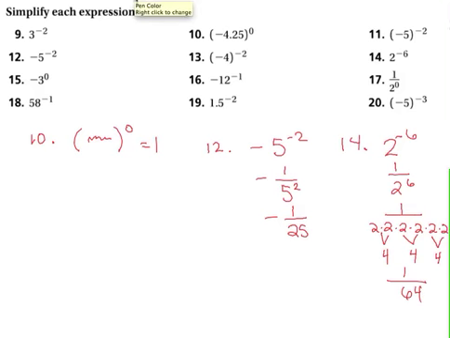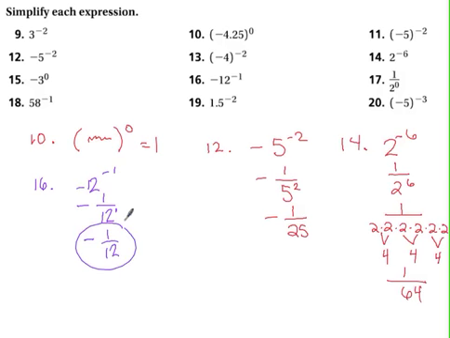All right, let's take a look at number 16. Number 16 is negative 12 raised to the negative 1. No parentheses, so negative 12 over 1 if you want to get technical, which just gives us negative 1 over 12. And 18, 58 raised to the negative 1. Tells it to go to the bottom, 58 to the 1. We know anything to the 1 power is itself, so 1 over 58.